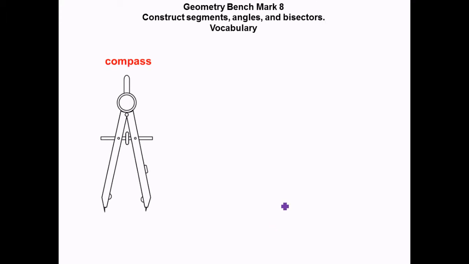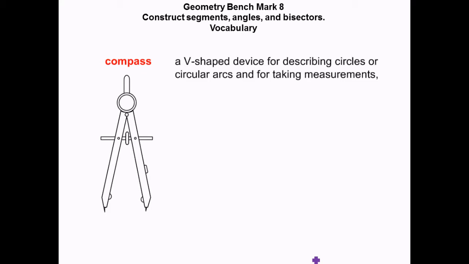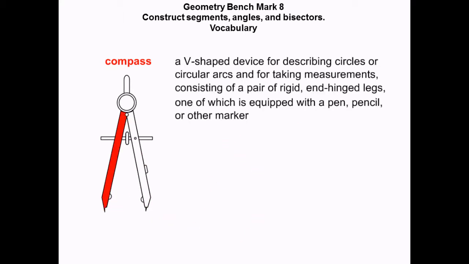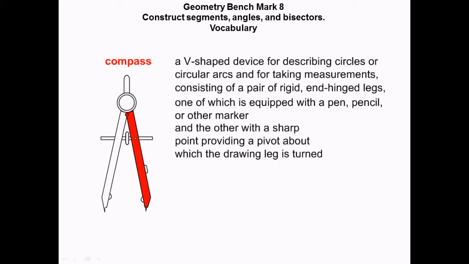Okay, we have compass. This is a much nicer compass than you'll be using in class. It's a V-shaped device for describing circles or circular arcs and for taking measurements. It has rigid legs, one of which is equipped with a pen, pencil, or other marker. Pencil. The other with a sharp point, keyword sharp, about which the drawing leg is turned.